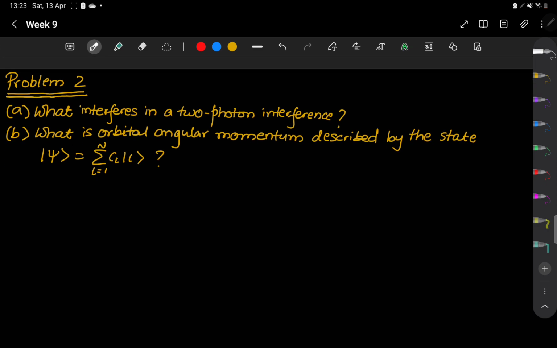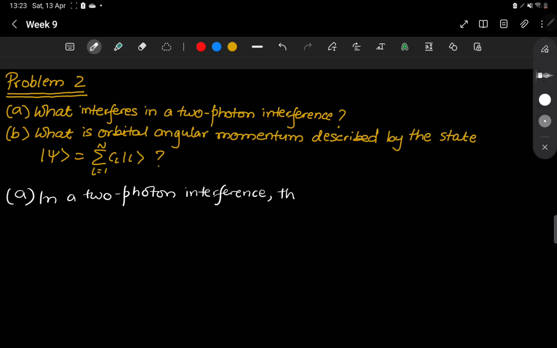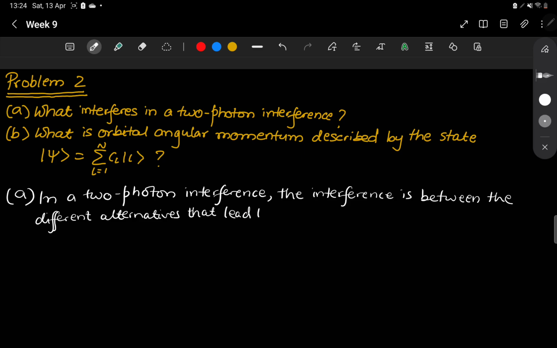Okay, so let us now discuss Part A. In a two-photon interference, the interference is between the different alternatives that lead to a two-photon detection.